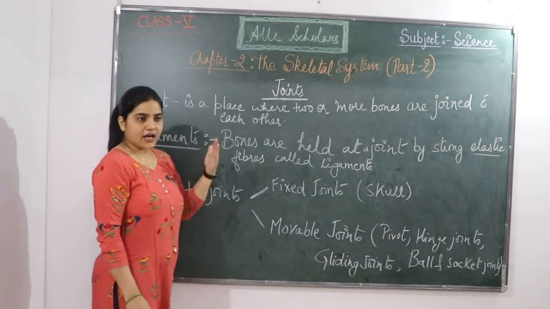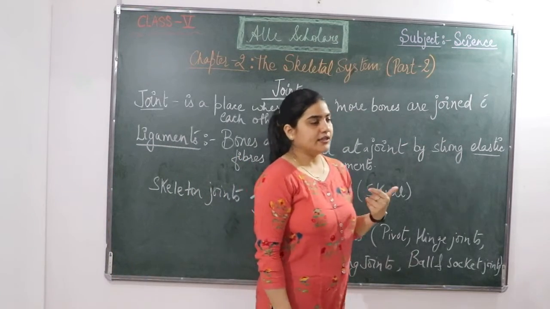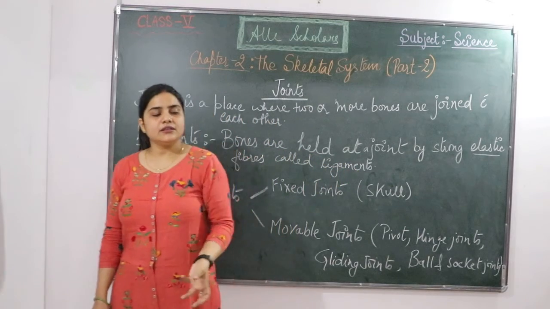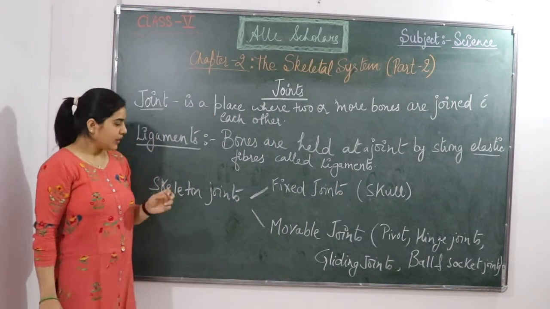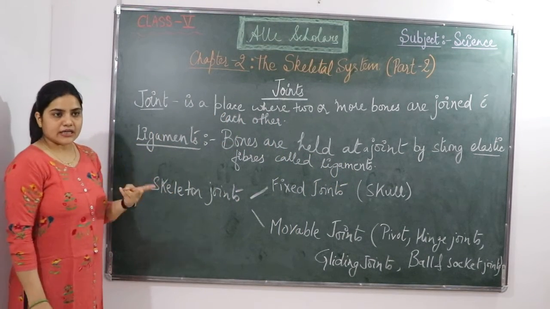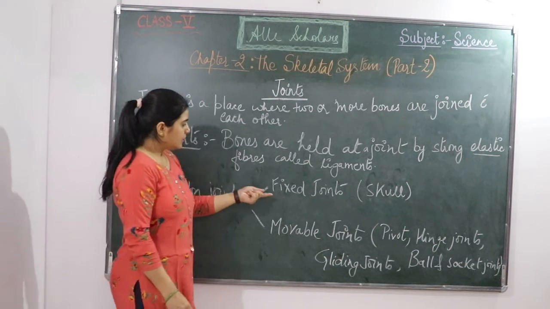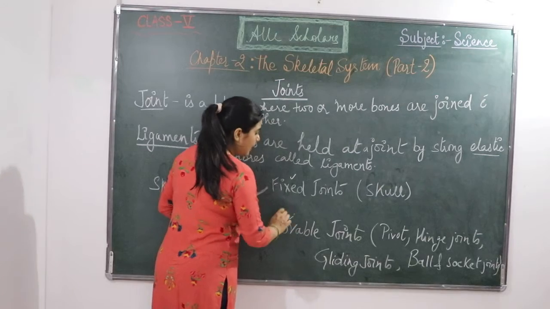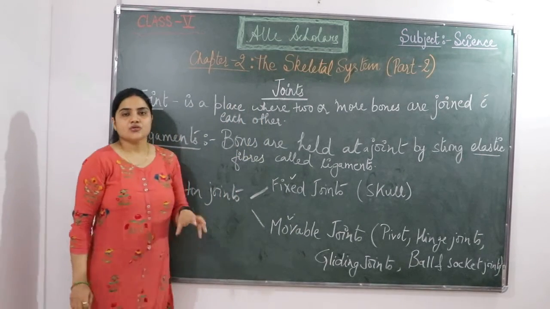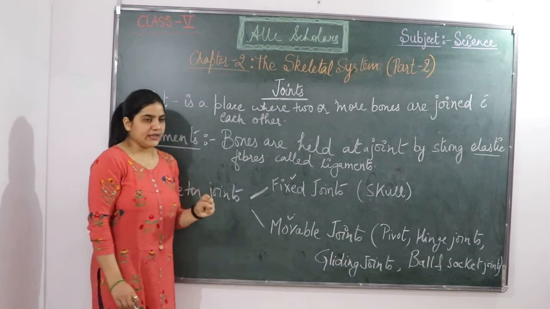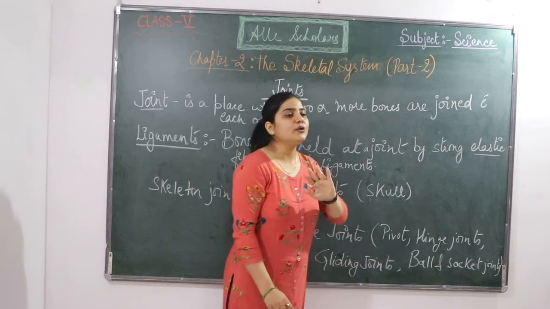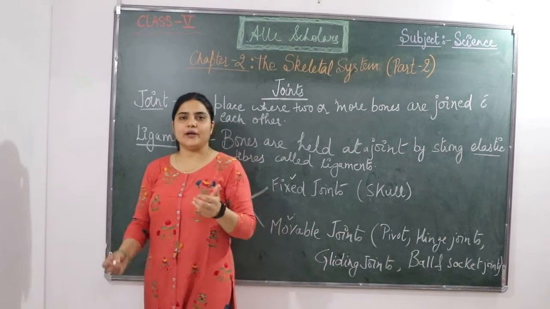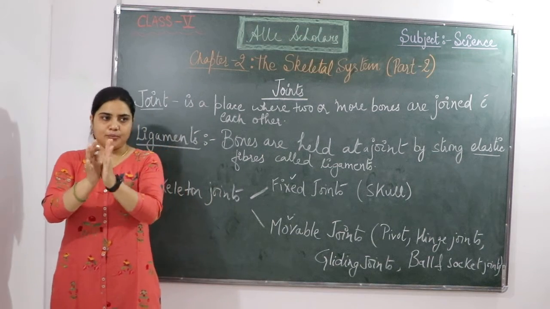Now, as we have seen in our skeleton, the skeletal system we discussed in part 1, in our skeleton there are many kinds of joints. Okay. So broadly they can be classified in two forms. The first one is a fixed joint and the other one is a movable joint. Okay. So if we talk about a fixed joint, this type of joint is not movable. We can't move this kind of joint. It is fixed at a place.